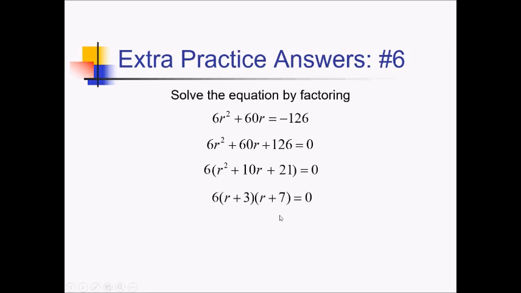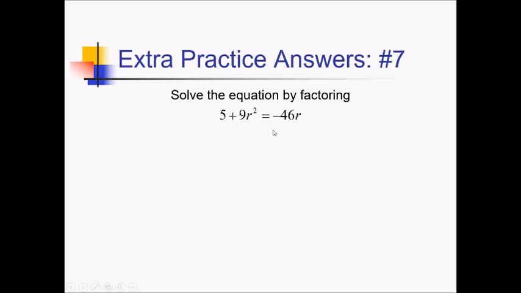And now setting each of these factors equal to 0 and solving, note that this 6 out here doesn't really do anything because it's not a variable. However, if r plus 3 equals 0, that means r could have a value of negative 3. And if r plus 7 equals 0, that means r must also have a possible value of negative 7.